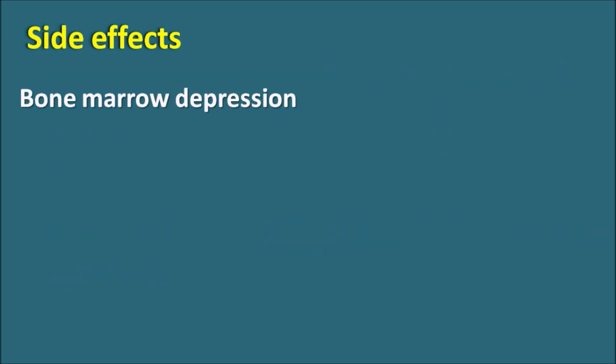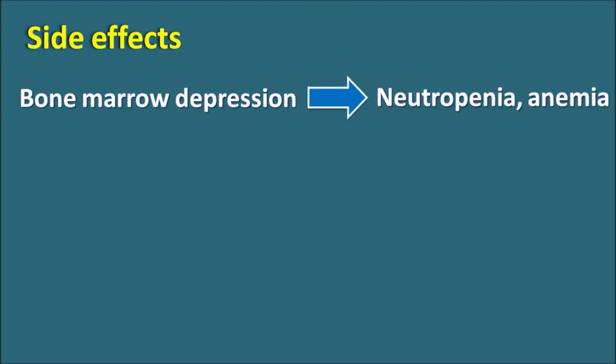Similarly, another side effect is bone marrow depression. This is again a common side effect observed with many of the anti-cancer agents. Many of the anti-cancer agents are cytotoxic in nature. They can produce myelosuppression, that is bone marrow depression, and this bone marrow depression can result in neutropenia and anemia in the patients.